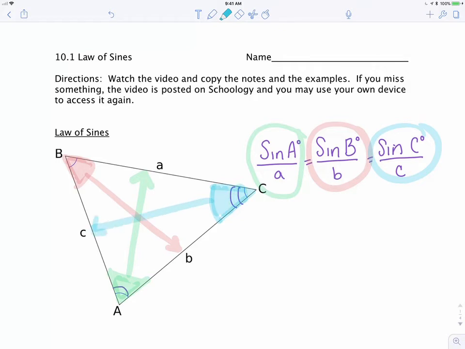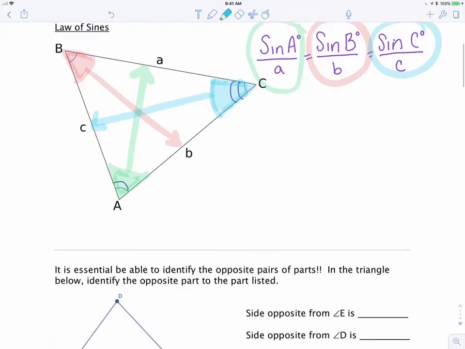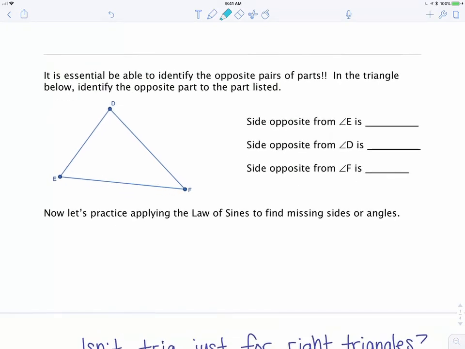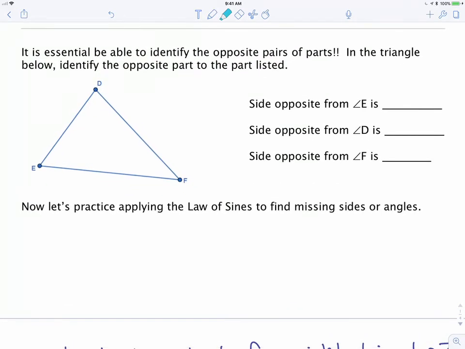So it's important that we're able to identify our opposite pairs of parts in order to use the law of sines. So let's practice that for a moment. In this triangle, I want you to identify the side that's opposite from angle E, the side that's opposite from angle D, and the side that's opposite from angle F. I'll give you a moment and then we'll talk about it.